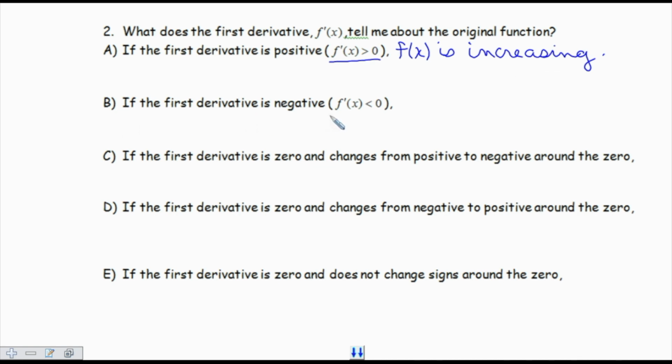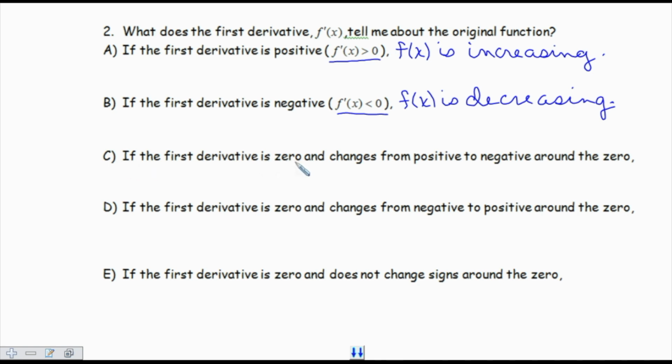And if the first derivative is negative, again, I put the symbol there because you're going to have to see the symbol and translate it into those words. That's real important for you to be able to do that. So if the first derivative is negative, then f of x is decreasing. All right, very good. This is not hard. And we already kind of talked about this a little bit.